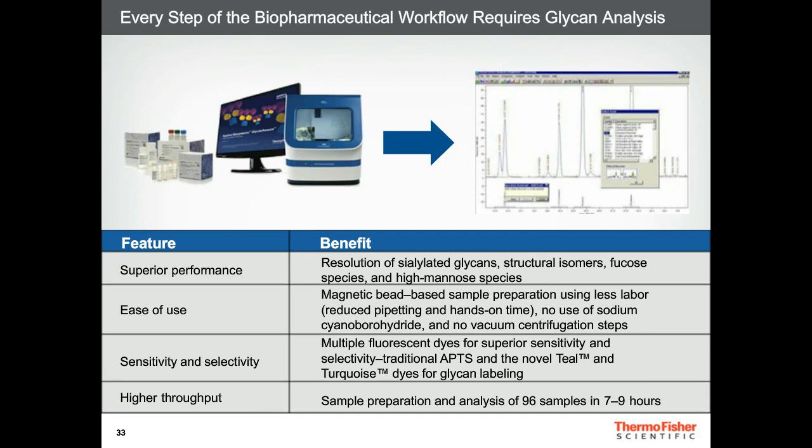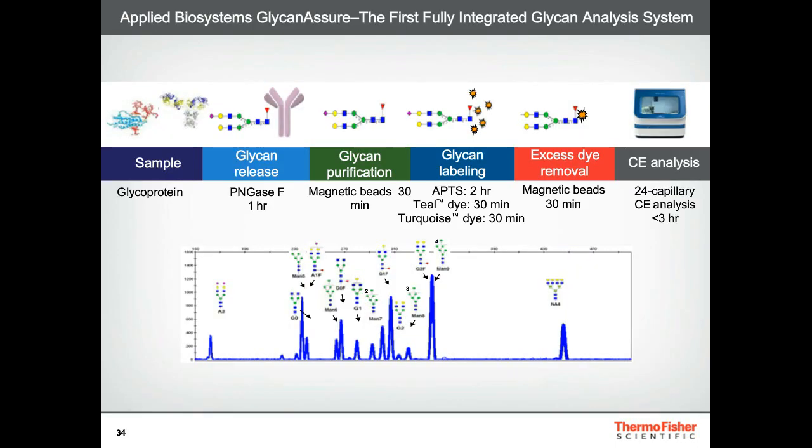Let's have a look at the sample prep workflow. The sample prep for the glycan analysis is started with protein A purified sample. The first step is the deglycosylation using PNGase F enzyme. The incubation is done at 50 degrees Celsius for 1 hour, followed by glycan purification using magnetic beads.